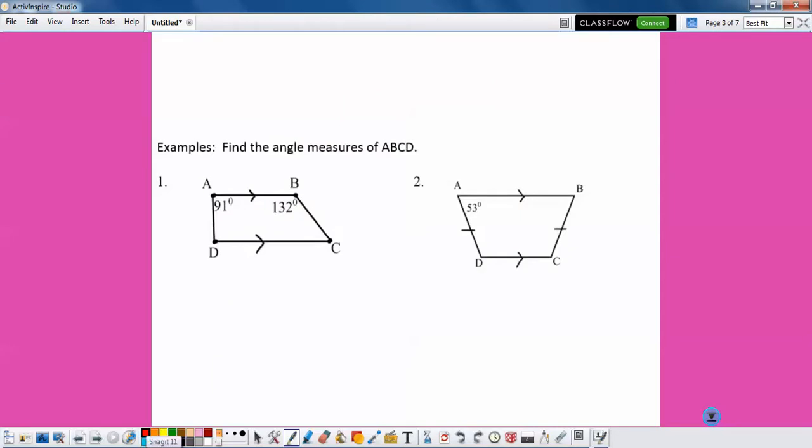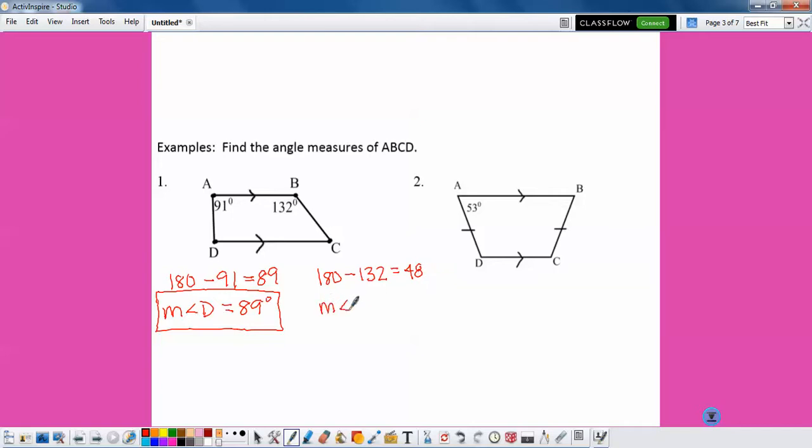Find the angle measures of ABCD. So we know that angle A and angle D are consecutive and they will have to add to 180. So 180 minus 91 leaves us with 89. So therefore the measure of angle D would be 89 degrees. We can use the same idea to find angle C using angle B. 180 minus 132 leaves us with 48. So the measure of angle C would equal 48 degrees.